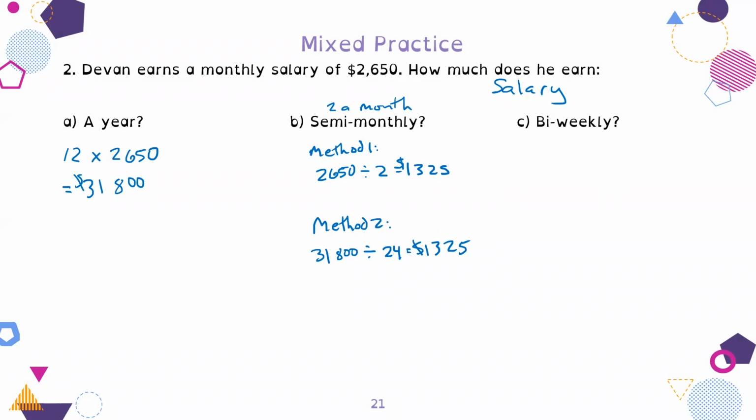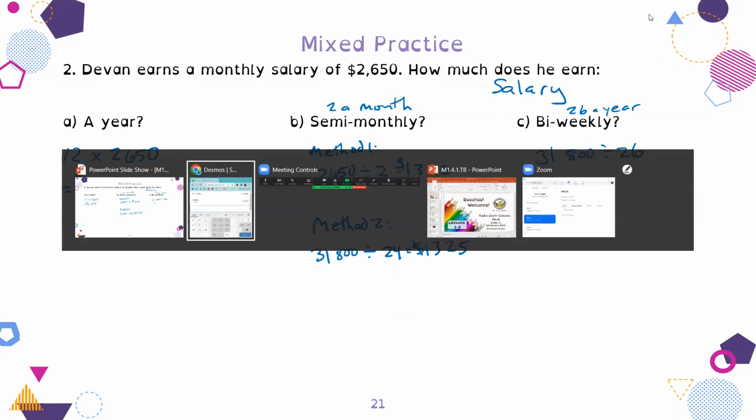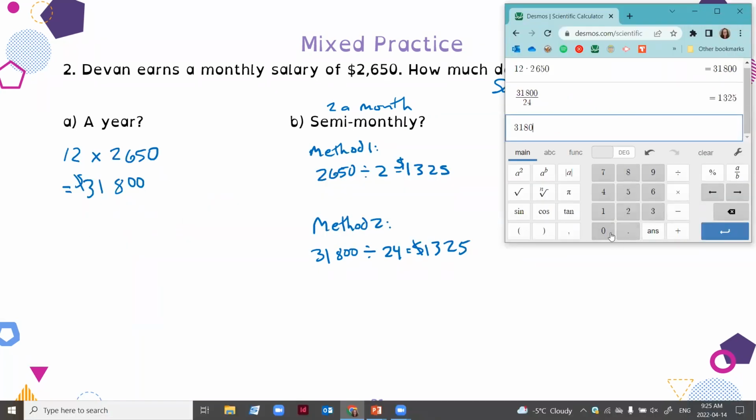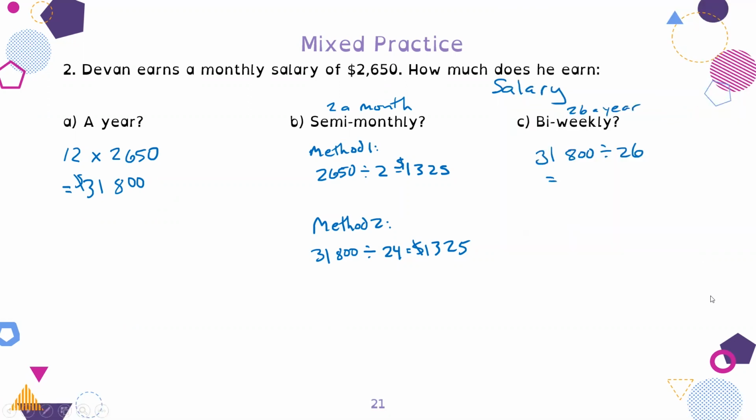Now, bi-weekly, which is part C, we can't do it in two different ways, because we can't divide monthly into a common number of weeks. So for bi-weekly, we need to go back to our yearly amount. Because there are 26 bi-weekly payments a year, we need to go from 31,800 divided by 26. So 31,800 divided by 26 is equal to $1,223.08.